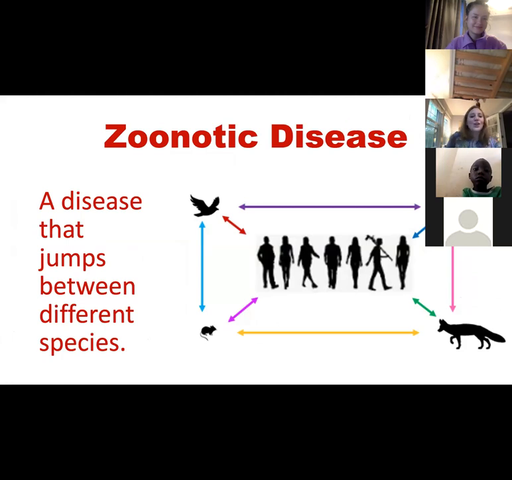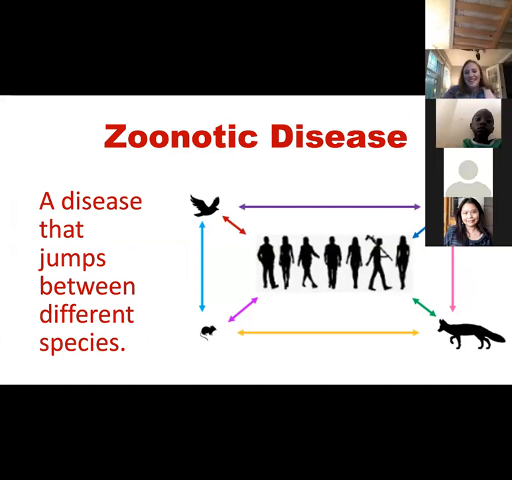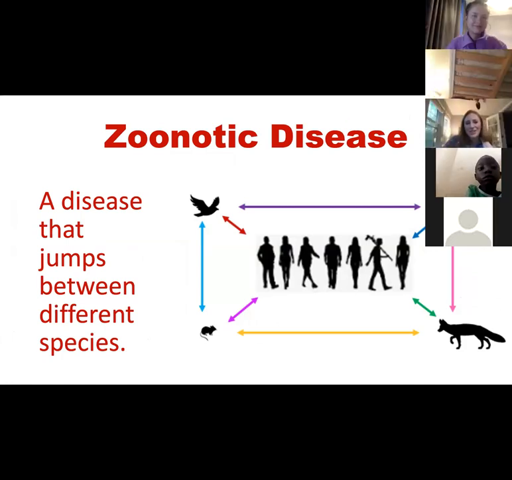So in the word zoonotic, do you see a familiar word? Maybe the first three letters, zoo? Yeah, zoo. So who here has been to the zoo before? I went yesterday. Oh, wow. Lucky. So in a zoo, there are a lot of different species, right? It's not just one species. It's a lot of species.